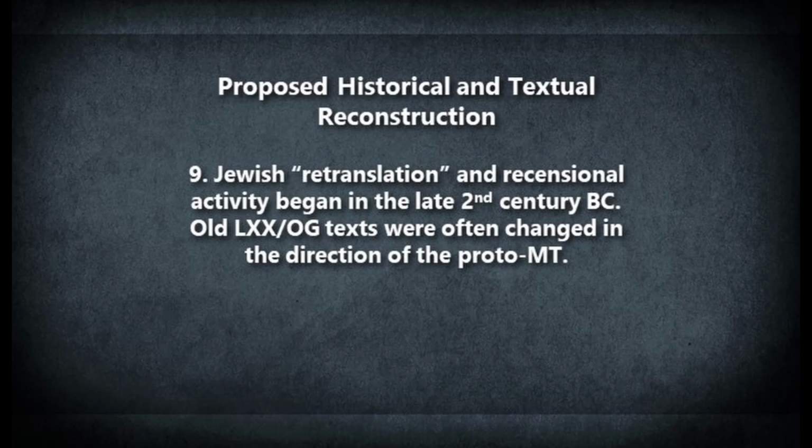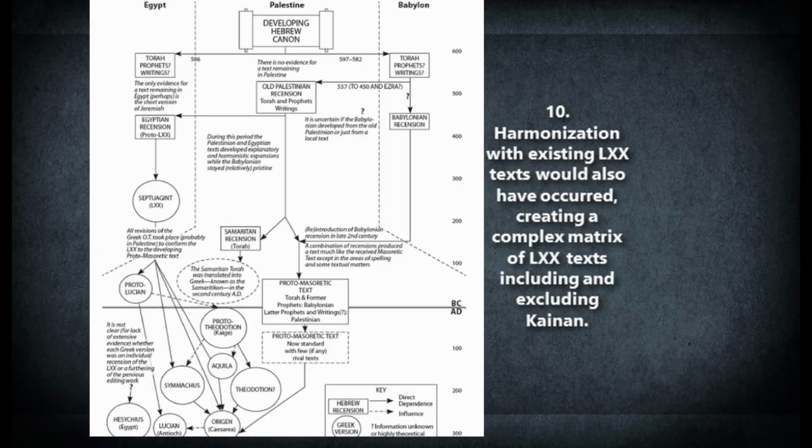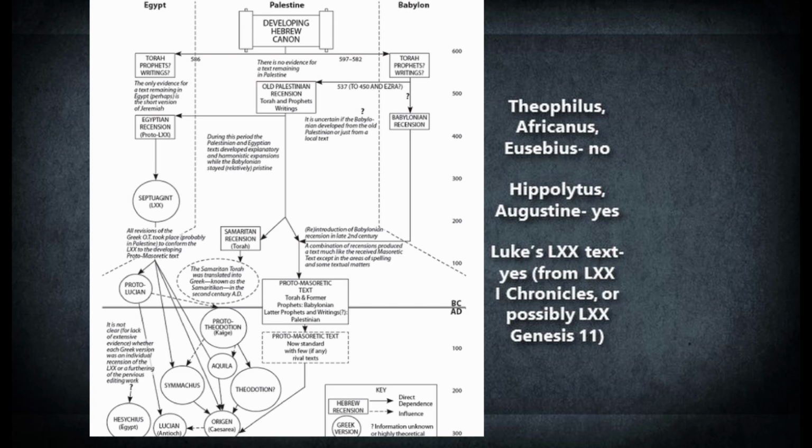And as you can see down at the bottom here, this is sort of the standard understanding of the translation and dissemination of the Septuagint. And once you get into the church era, it gets even messier because you've got the Jewish recensions, Aquila, Symmachus, Theodotion, and you've got 3 texts that the church was debating about. So there's a lot going on here, and probably, in my view, it explains why Theophilus, Africanus, and Eusebius didn't have Kanan in their Septuagint text, because there was harmonization, retranslation, all kinds of stuff happening, but Hippolytus and Augustine did have his name.